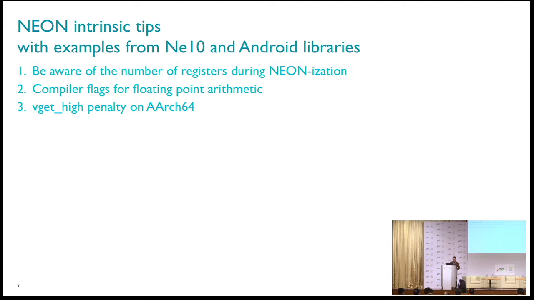Now, during Neon optimization, as shown in the previous slides, we have been surprised a few times. Now, I would like to share 3 useful tips for Neon intrinsics with examples from Ne10 and Android libraries. The first one is beware of the number of registers during Neonization. The second one is compiler flags for floating point arithmetic. And the last one is we get a high penalty on AArch64.